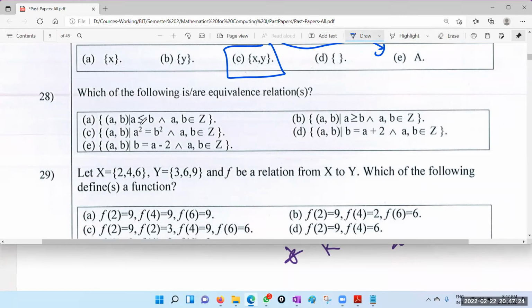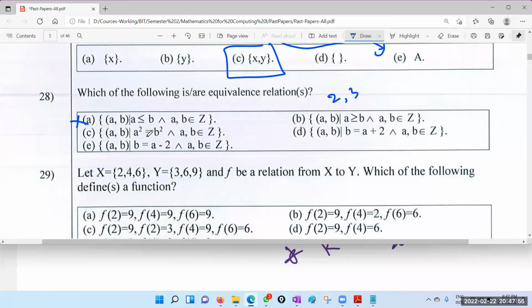A is less than or equal to B. So obviously when A is less than or equal to B, we know that equivalence means symmetric, reflexive and transitive. When A is less than or equal to B, something like 2 to 3 can be there, but there's no 3 to 2. So therefore it is not symmetric. Symmetric must happen for all pairs. When 2 to 3 is there, 3 to 2 must be there. Therefore this is not symmetric. Therefore this we can't take.